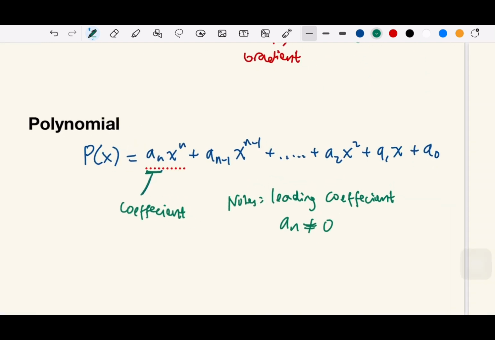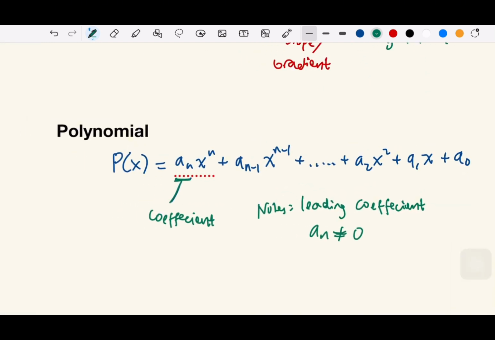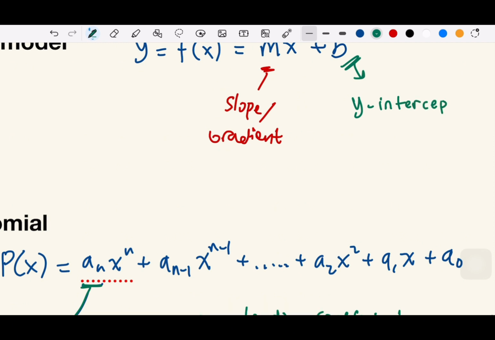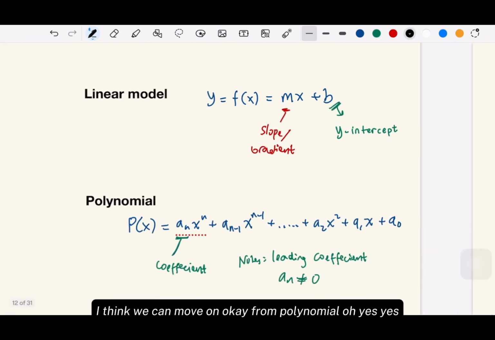Okay. Which one will intersect? Which one? The y, this one? Let me write a little bit more clearly. Okay. I think we can move on.